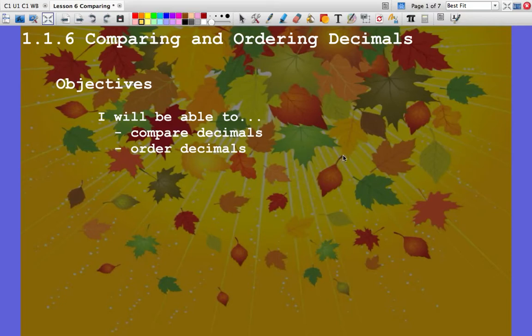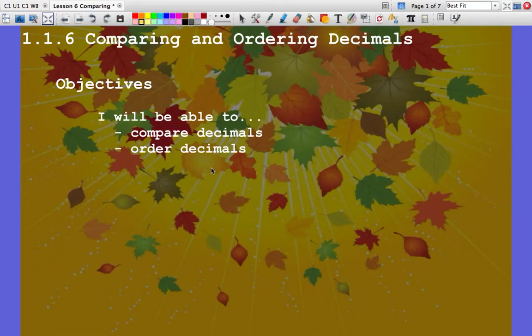Welcome to lesson 116, comparing and ordering decimals. Today we're going to talk about how to compare decimals and how to order decimals. This is much like when we compare and order whole numbers. However, because the decimal's in there, it becomes a lot different and a lot more complicated.